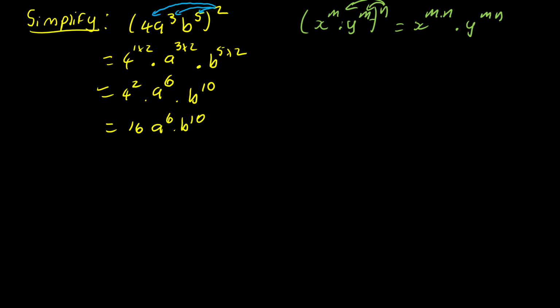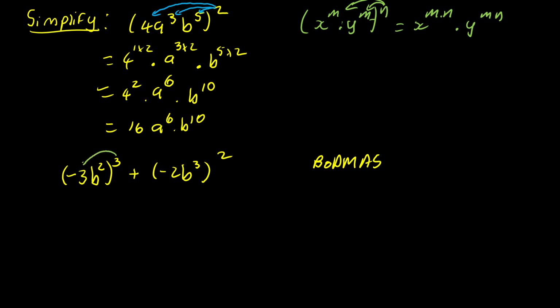I can also give you an example like the following. We can ask you to simplify minus 3b squared to the power of 3 plus minus 2b^3 to the power of 2. Now again, we need to remember our BODMAS rule because that always applies, meaning before we can add and subtract, we first need to get rid of the brackets. Everything in these brackets is multiplying and dividing, so we can safely take this exponent on the outside and multiply it with all of the exponents on the inside.